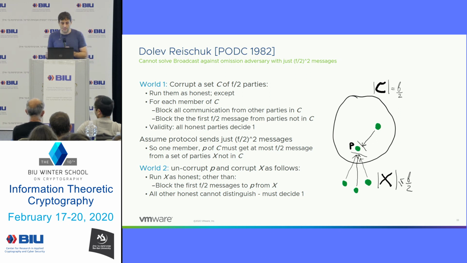So this is basically the Dolev-Reischuk proof. And if you massage it a little bit, you can extend it to randomized protocols, but again, against stronger adaptive adversaries.